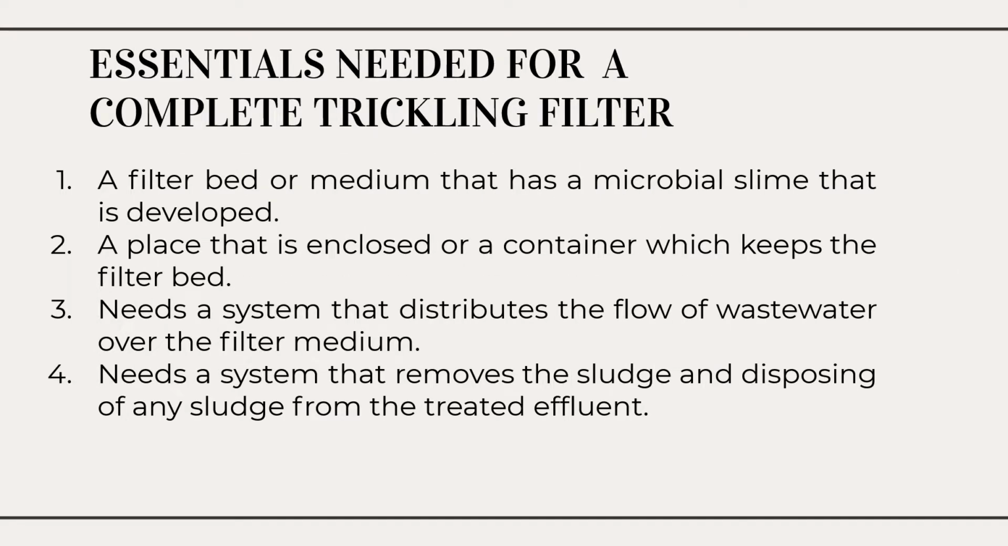Next slide. So these are the essentials needed for a complete trickling filter. The first one would be a medium or a filter bed that has a microbial slime that developed. Second would be a place that is enclosed or a container which keeps the filter bed. The third one, it needs a system that distributes the flow of wastewater over the filter medium. And lastly, we need a system that removes and disposes of any sludge from the treated effluent.